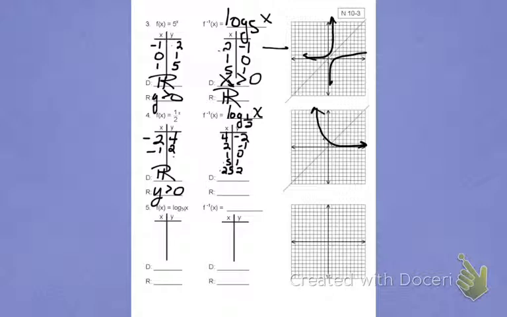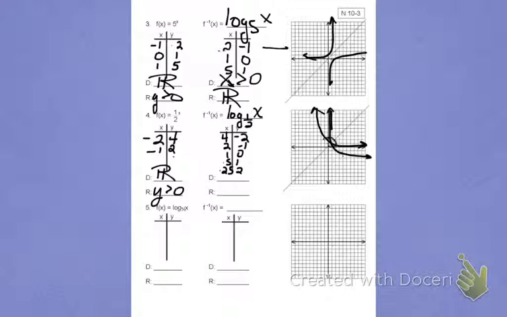Now let's draw. We have 4, -2. Okay, right there. Can't get my point located. Then we have 2, -1, 1, 0, 0.5, 1, and then 0.25, 2. Okay, so this one comes in like this. It's very close to that axis, and then goes that way.